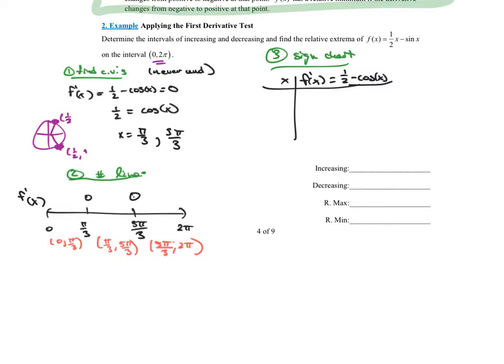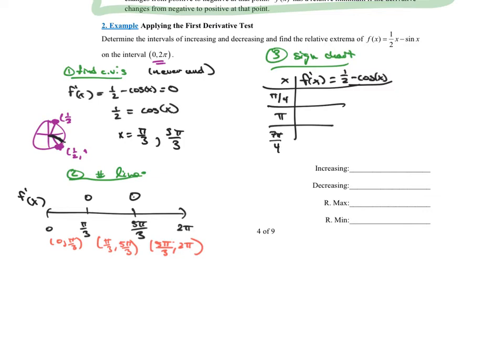So let's look at our values here. We need to pick a value in the first interval. So we need something between 0 and pi over 3. How about pi over 4? How about between pi over 3 and 5 pi over 3, the next interval? How about pi? And then between 5 pi over 3 and 2 pi, I'm going to do one that's halfway in between. So that would be 7 pi over 4?